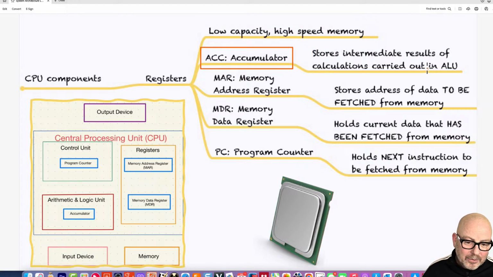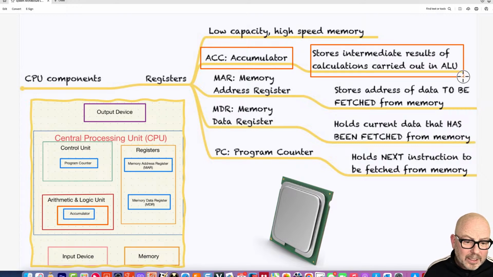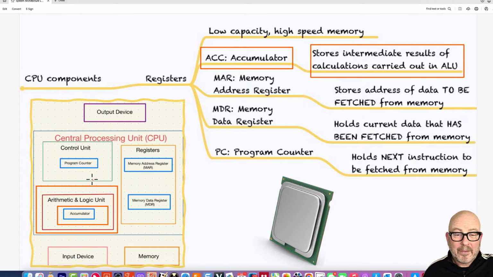The first one is the accumulator, which you can see down here on our diagram, okay? And the definition of what it does: it stores the intermediate results of calculations carried out in the ALU. Okay, well that's a bit of a mouthful, isn't it? So the calculations we know happen in the ALU, the calculator, which is here, but it might need to add 2 things together, or it might need to hold something in memory while it does another calculation and then adds them together or subtracts them. So that's where the accumulator comes in, that it's there to hold these little bits of information, okay?